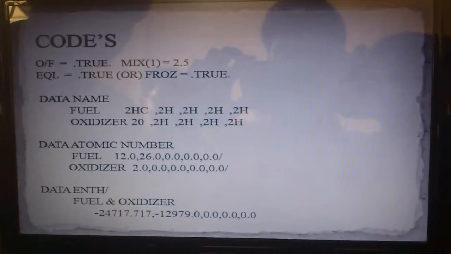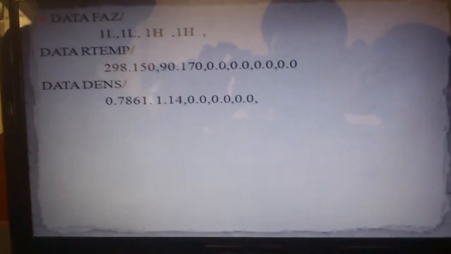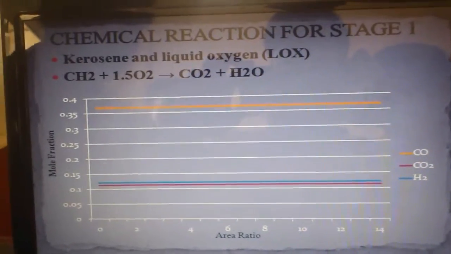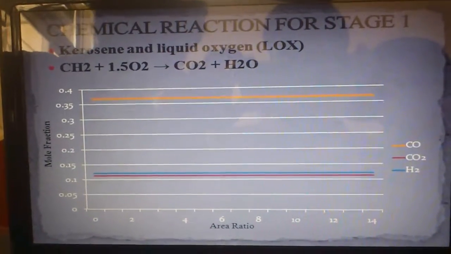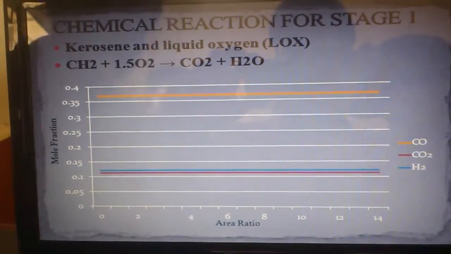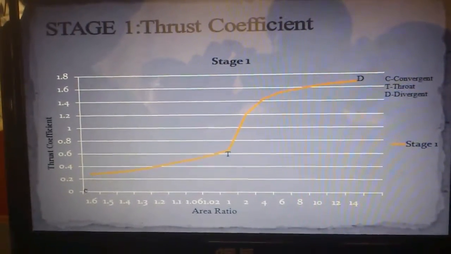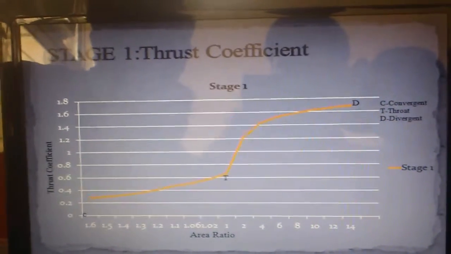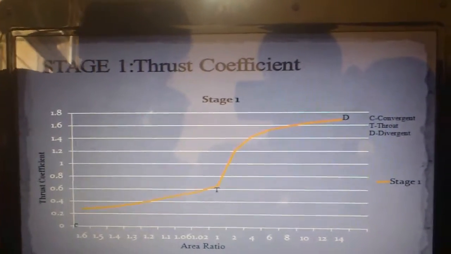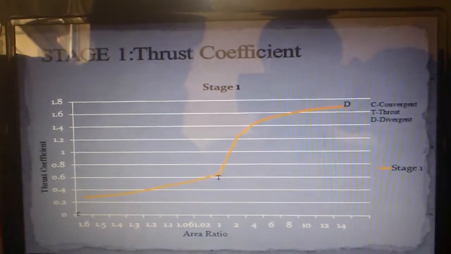And these are the codes we took to put in the software, and we get the outputs. And this is the chemical reaction for stage 1, kerosene and liquid oxygen, and the graph is plotted between the area ratio and molecular mole fraction. And this is the thrust coefficient for stage 1, and this graph is plotted between the area ratio and thrust coefficient, and C denotes the convergent, T is throat, and D is divergent for the first stage.